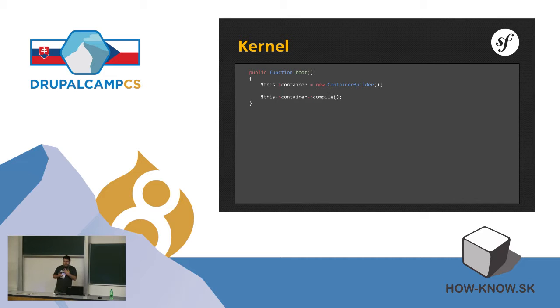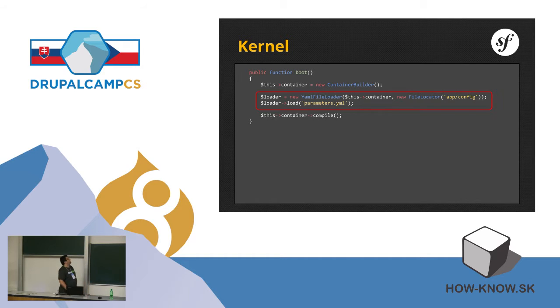Kernel. So we started building our kernel module. Every application needs to have a small kernel. We thought for a minute about extending the Symfony HTTP kernel, but as we were not going to use HTTP, we decided to build a small one without it. So we created a container builder, which is basically a tool which builds all the dependencies. The container builder compiles that and that's it.